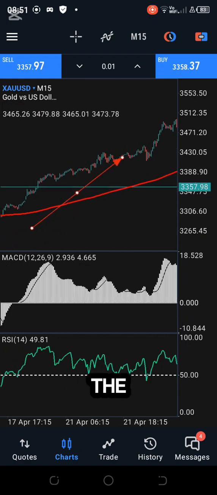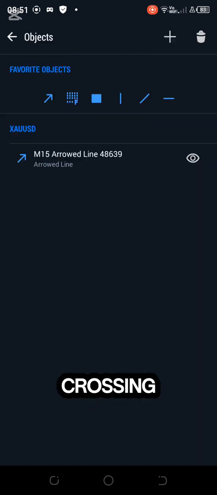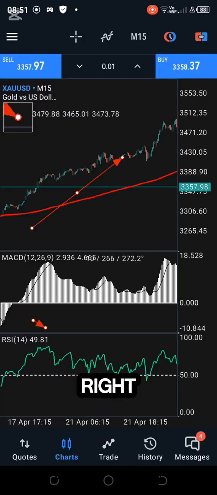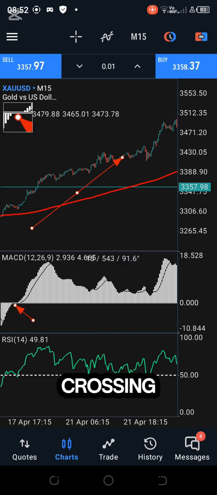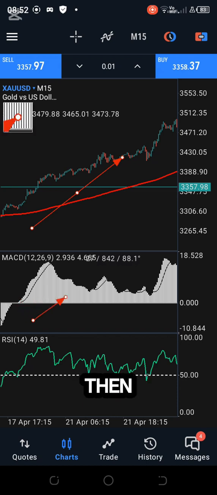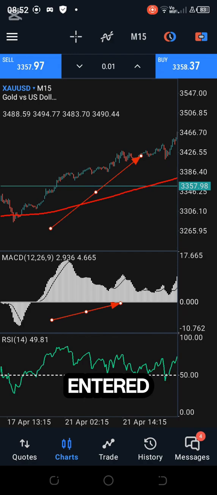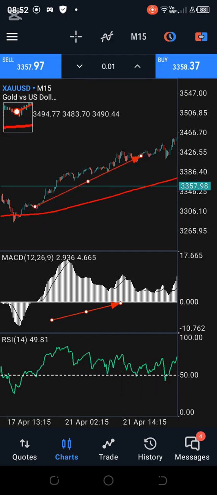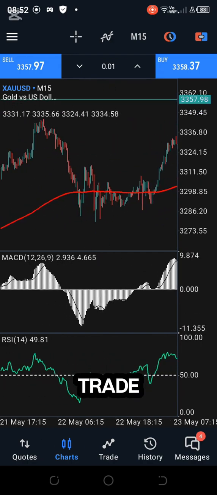Using the MACD as our trailing stop, you can see when we had a crossing right around here, crossing above, we're going to buy. Then we're going to be in this particular trade. So we entered right around here.